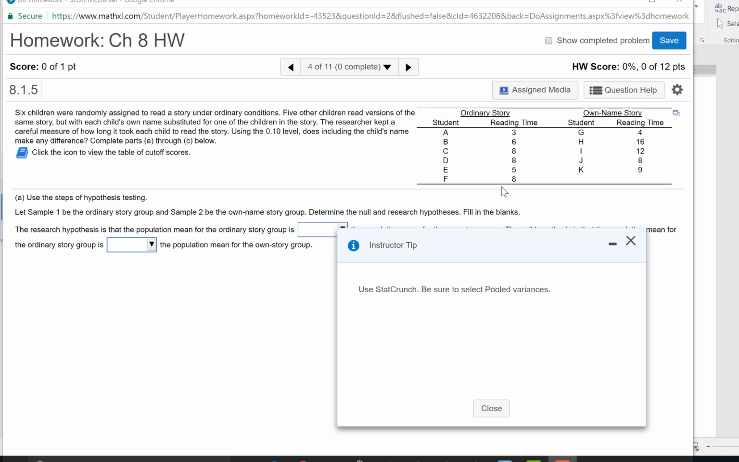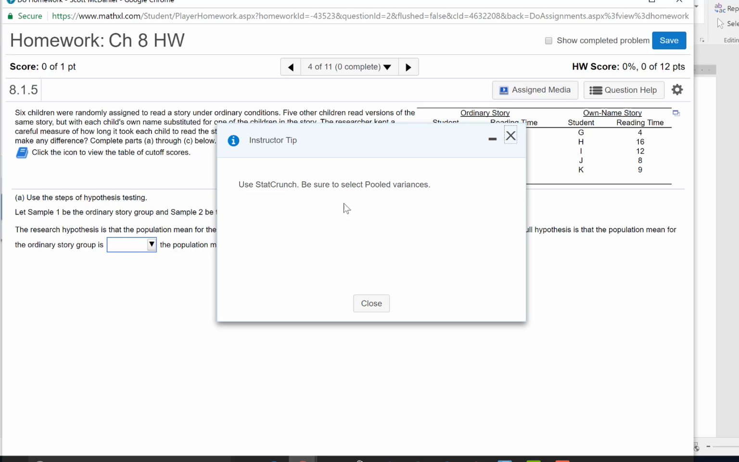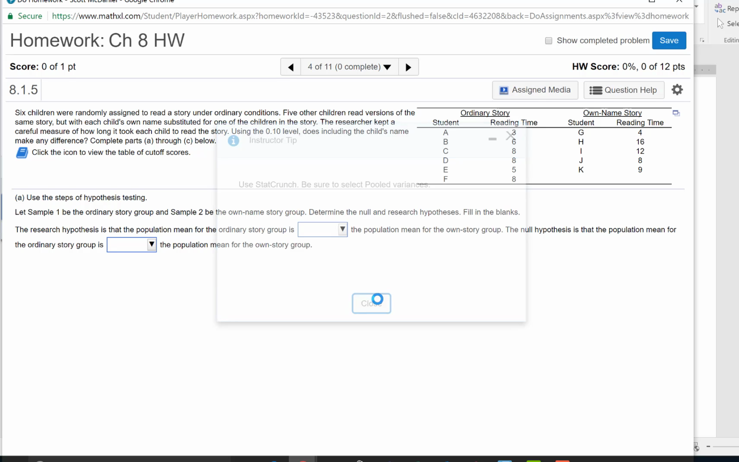Okay, in the instructor tip here, use StatCrunch. Be sure to select pooled variances for this particular problem. Generally, we stay out of the pool, and we do not pool variances. This particular one wants us to do that, but you would not know that unless I told you. So we're going to pool the variances. You get a slightly different result if you pool the variances. So we'll remember that when we do that.